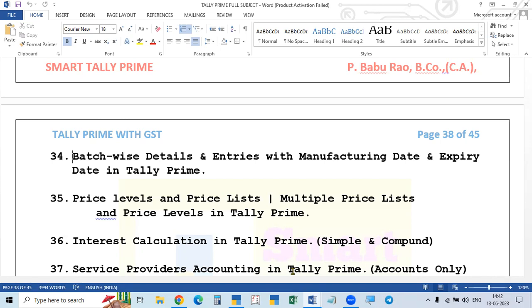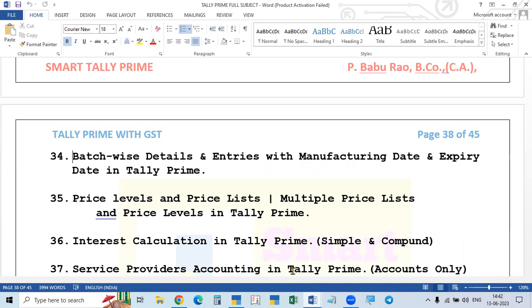So far we did all the entries, purchasing and selling the goods. This all comes under traders, and we completed that. The next one is service providers. Service providers are the people who provide service. They sell the service or they buy some service. Generally, the service providers sell the service, and other people buy service from them. So it is buying and selling service.